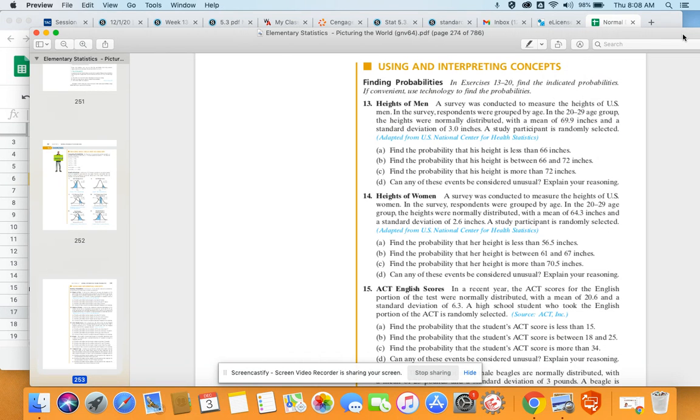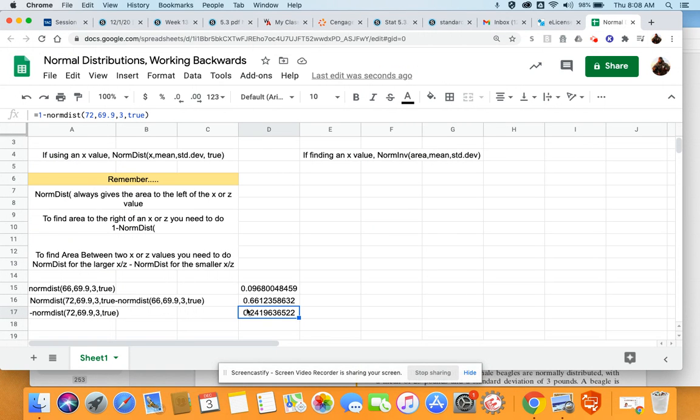This last question here says, can any of these events be considered unusual? Explain your reasoning. And it's a question of is something a very small probability. An example of a very small probability, let's think back to chapter 2 when we talked about empirical rule. We said anything outside of 2 standard deviations. And between 2 standard deviations is 95% of your data set, which means there's 2.5% of your population that is above 2 standard deviations and 2.5% that are below 2 standard deviations.